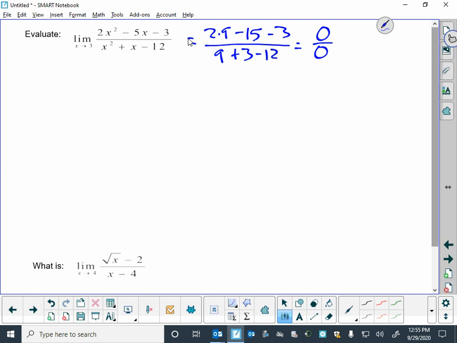But it does tell me that 3 makes the top and the bottom 0, which means that I should be able to factor an x minus 3 out of the top and out of the bottom. That was the result of the fundamental theorem of algebra, if you remember that from the last couple of years.